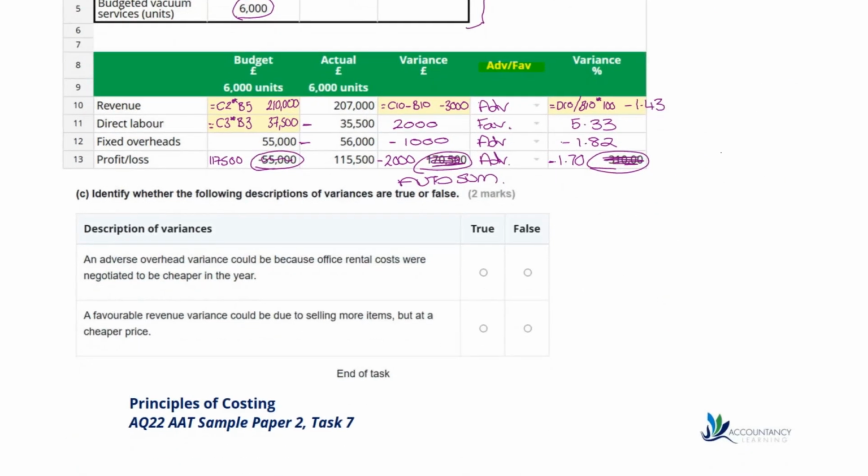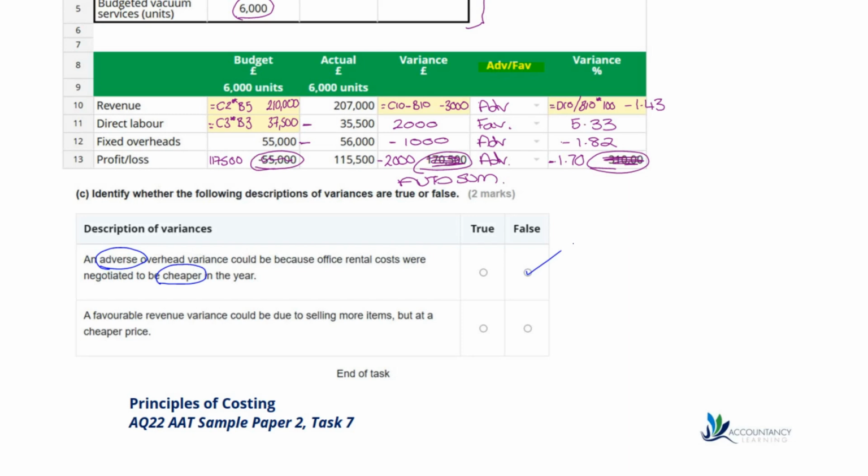Then the final part of this task is part C, and we need to identify whether the following descriptions of variances are true or false. An adverse overhead variance could be because office rental costs were negotiated to be cheaper in the year. So adverse means it was worse than what we were expecting. So if we're looking at office rental costs, we're expecting them to be, say, 1,000. If it's adverse, it might have come in at 2,000. So they were higher than what we were expecting. So if they'd been negotiated to be cheaper, we would expect it to actually be favourable. So that makes this statement false.